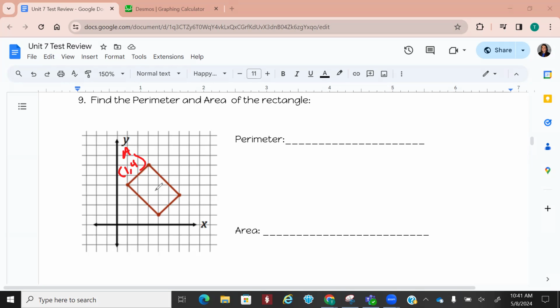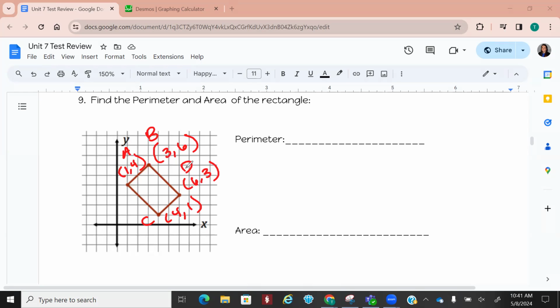You could have labeled it something else. This one is (3, 6). I'm going to label that guy B. This is (4, 1). That's going to be C. And this one right here is (6, 3), and that's going to be D.